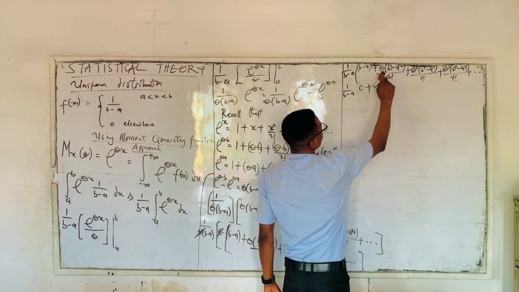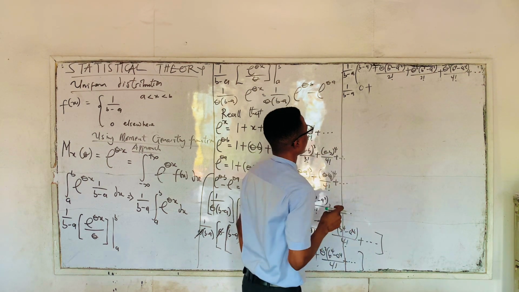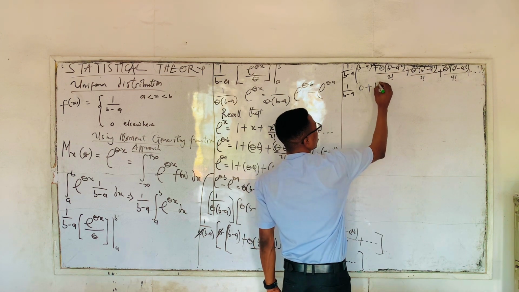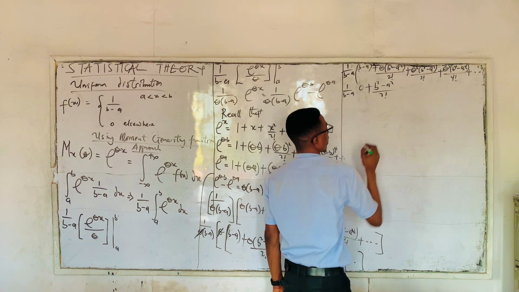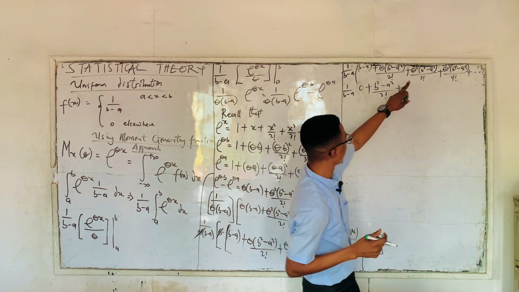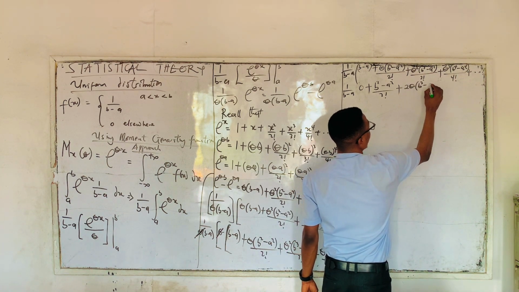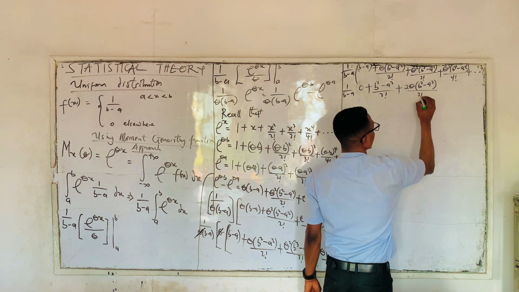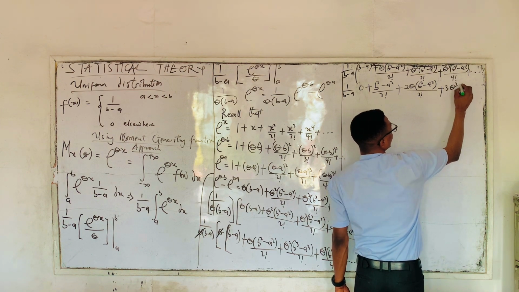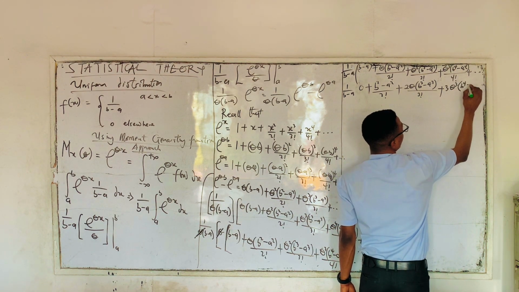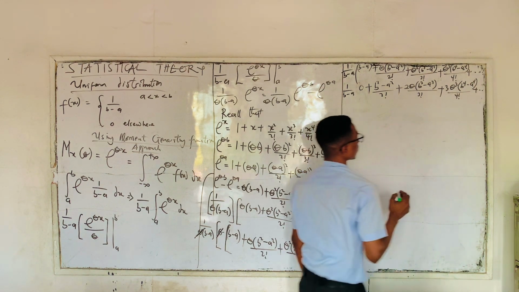Plus, if you differentiate theta multiplied by b squared minus a squared over 2 factorial, of course, we will be given what? B squared minus a squared over 2 factorial. Plus, if you differentiate this, we have 2 theta into bracket b cube minus a cube over 3 factorial. Plus, if you differentiate this, we have 3 theta squared into bracket b 4 minus a power 4 over 4 factorial, all till infinity.